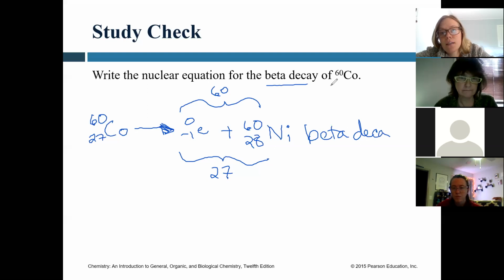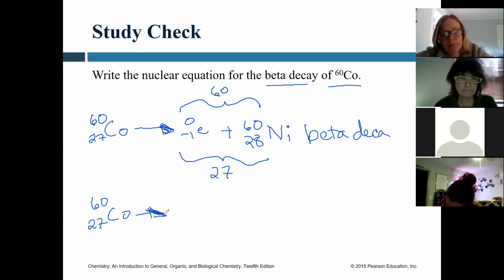Why not, just for fun, let's do the same thing, but let's do it for alpha decay. So we've got cobalt 60, and instead of beta decay, it's going to undergo alpha decay. So why don't you see what you can get if you undergo a different type of decay? It's definitely not going to be nickel.